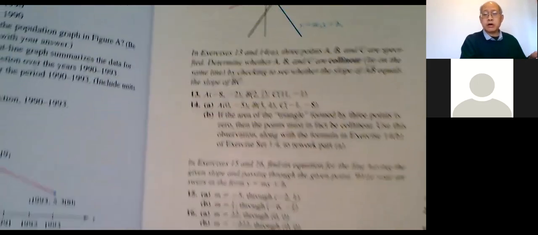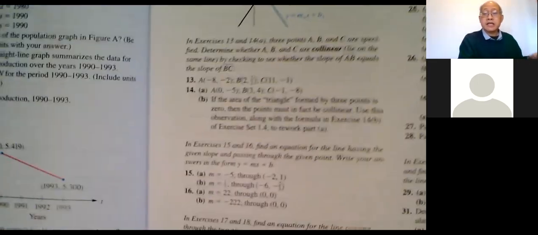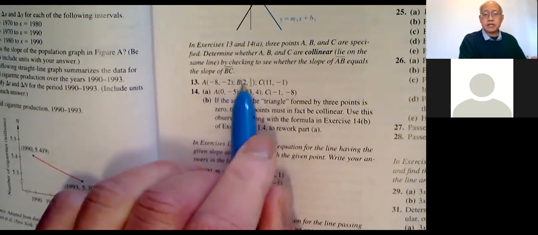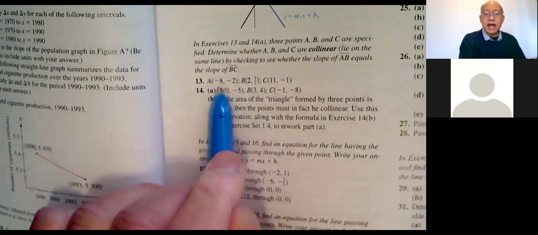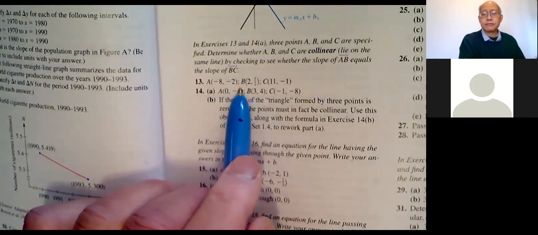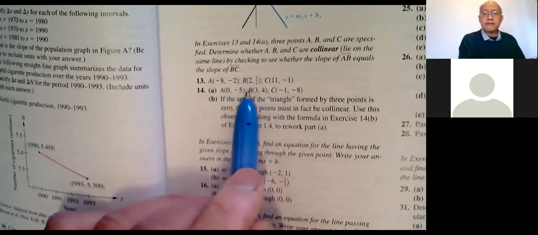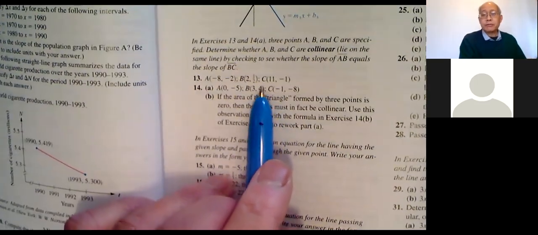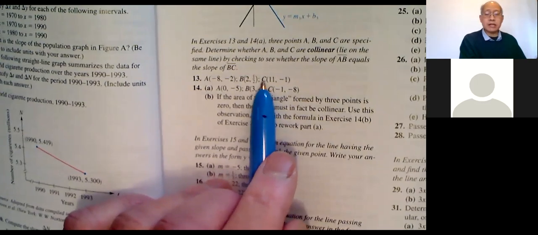So the idea behind problem 13: it says, check whether the slope of segment AB equals the slope of segment BC. So find the slope between A and B. Use the formula y2 minus y1 divided by x2 minus x1, right? Use the same formula from B to C and see if we get the same thing. If we get the same thing, they're collinear. If you don't get the same thing, then they're different slopes. That means you must have a triangle, something that looks like this. So that's all.